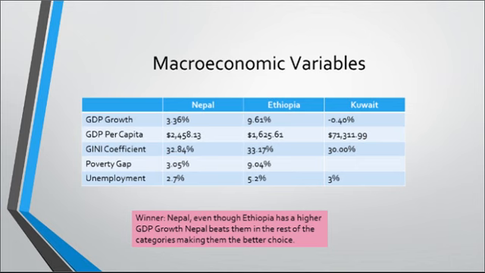Nepal has a lower poverty gap and unemployment rate. Nepal and Ethiopia have a similar Gini coefficient. Overall, Nepal has lower poverty.